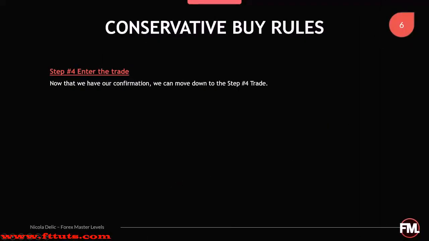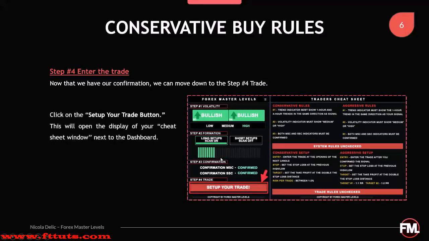Step 4. Enter the trade. Now that we have our confirmation, we can move down to the Step 4 trade. Click on the Setup Your Trade button. This will open the display of your cheat sheet window next to the dashboard. And so after you click the Setup Your Trade button, this window will appear and give you all the rules that you need to follow.